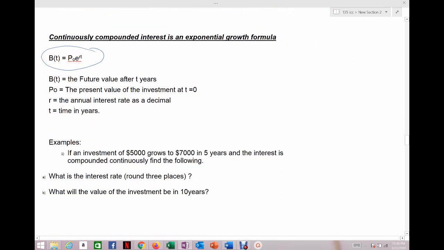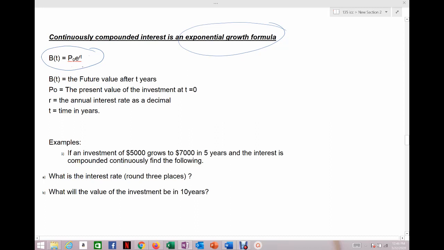When we say money is growing continuously, which we call continuously compounded interest, that means our money is growing exponentially. And so it follows this. A lot of times, if you've ever seen this, they call it the Pert equation, because it kind of spells out Pert.